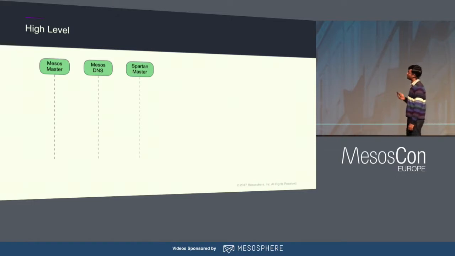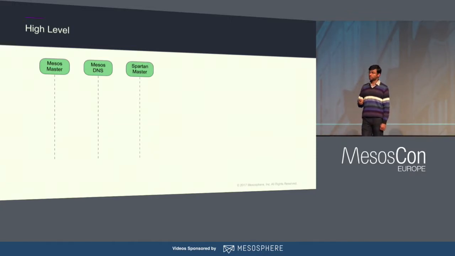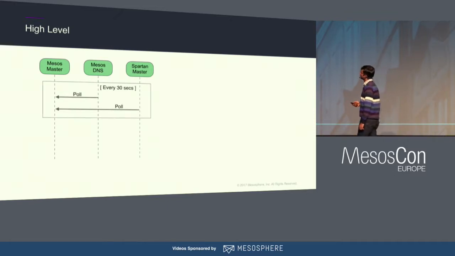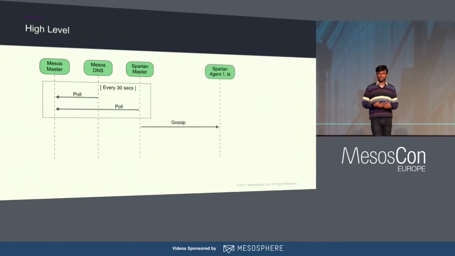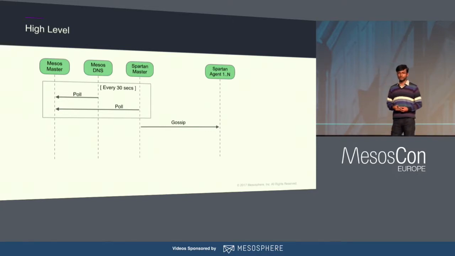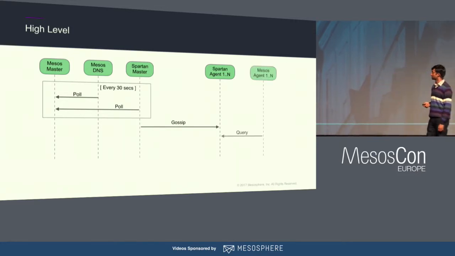Now, to give you a high-level view of how they interact with the system and how they create these service records, both Mesos-DNS and Spartan that are running on the master pull the state.json, that is the state that is exposed by Mesos. Then Spartan gets this information, creates the necessary records, that is A and SRV records, and gossips this information to the rest of the cluster. As I was saying earlier, there's a Spartan running on each agent, and they gossip to get the complete view of the cluster.